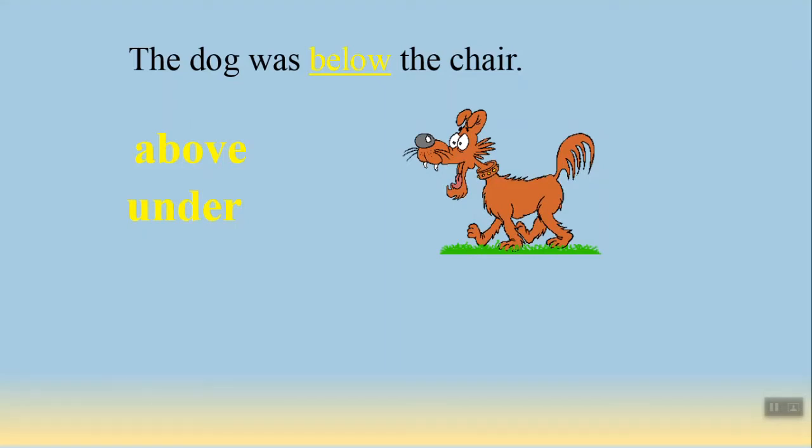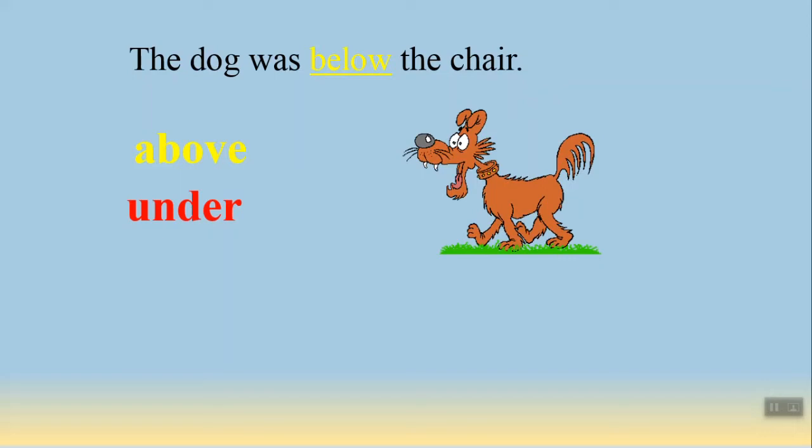Under this sentence you have two words, above and under. Which one of these words gives the same meaning of below here? Above or under? Yes, very good. Under. The dog was under the chair. So below and under have the same meanings. Very good.